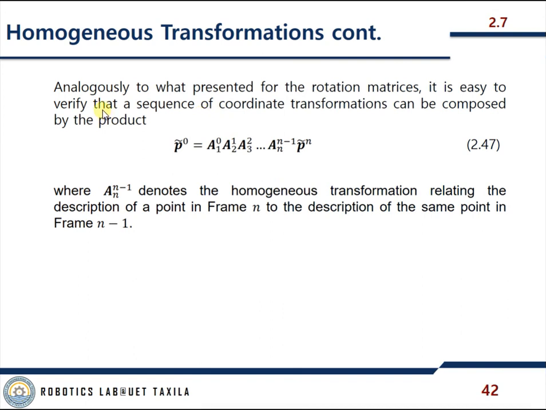Analogous to what was presented for the rotation matrices, it is easy to verify that the sequence of coordinate transformations can be decomposed into products like this. So you can always go from frame n to n minus 1, and so on, from 3 to 2, 2 to 1, and 1 to 0, and in the end you get the position vector from frame n to frame 0, where the superscript n minus 1 denotes the homogeneous transformation relating the description of a point in frame n to the description of the same point in frame n minus 1.